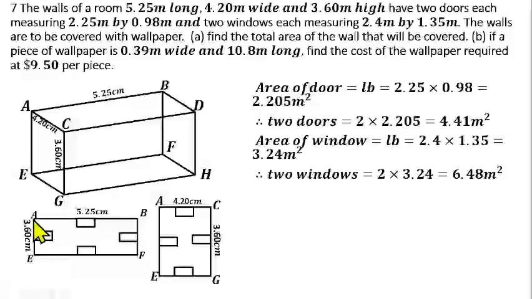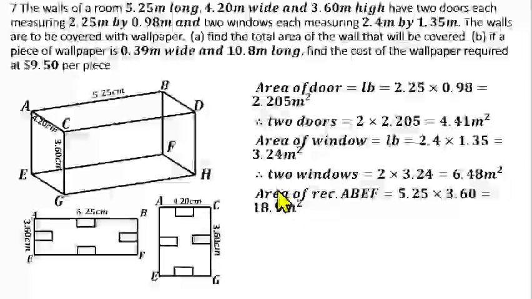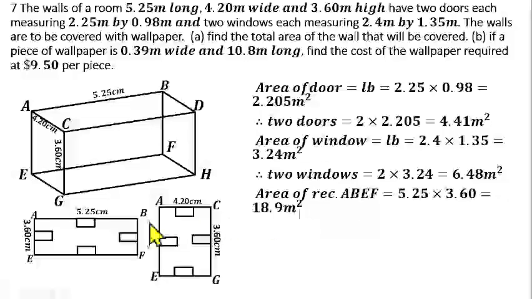Therefore, let us find the area of this rectangular wall first. So we can now find the area of rectangle ABEF, which is this one, and that should give us the length multiplied by the breadth. That should give us this multiplied by that, which gives 18.9 square meters.